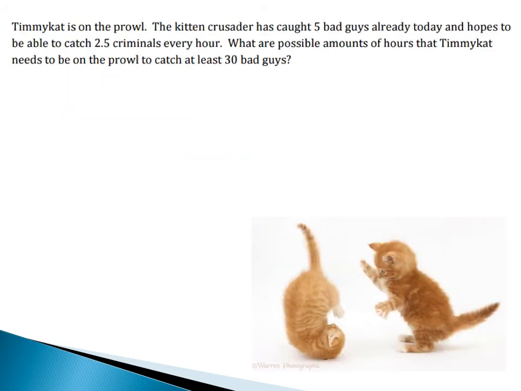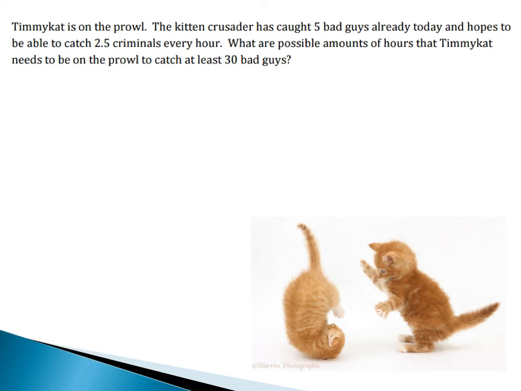Oh, here we go. Dreaded word problem. Ha! Well, everybody loves a little kitten, so hopefully this one makes you smile a little bit, hey? So we have Timmy Cat is on the prowl. The kitten crusader has caught 5 bad guys already today and hopes to be able to catch 2.5 criminals every hour. So we got our little Timmy Cat who's catching bad guy criminal kitty cats, right? So imagine this right here is Timmy Cat, the man.